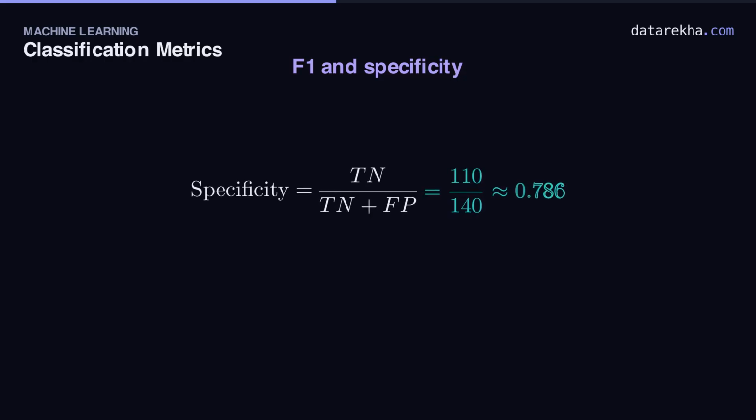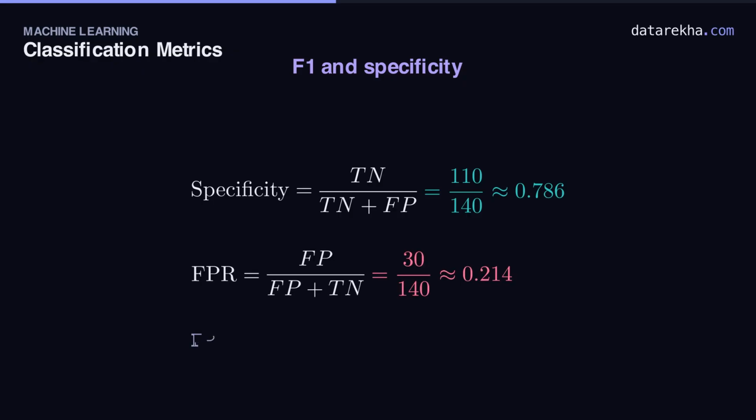About the negatives. We'll need them for the ROC curve shortly. Specificity, the true negative rate, is how well we handle the healthy: true negatives over all actual negatives. 110 over 140, about 0.786. Its mirror image is the false positive rate. Of all the actual negatives, how many did we wrongly flag? 30 over 140, about 0.214. And these two always add to 1. False positive rate is simply 1 minus specificity.